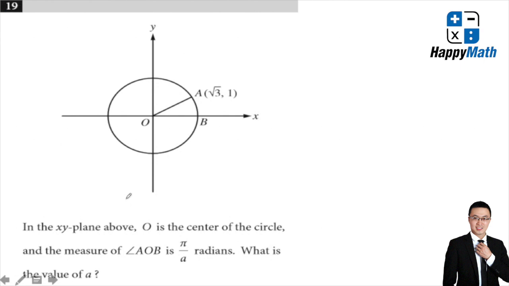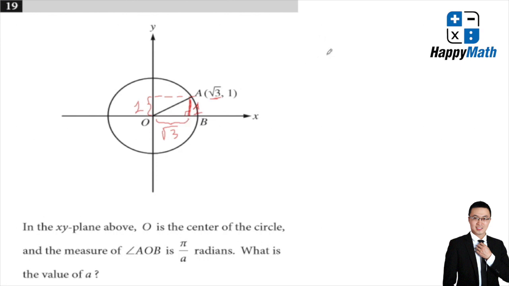In the xy-plane, O is the center of the circle, and the measure is pi over 8 radian. So what is the value of a? Okay, because here is square root of 3, I mean when I make the perpendicular from A, this one will be square root of 3. And this length is the radius of the circle, 1. Of course, this one has to be equal to 1.